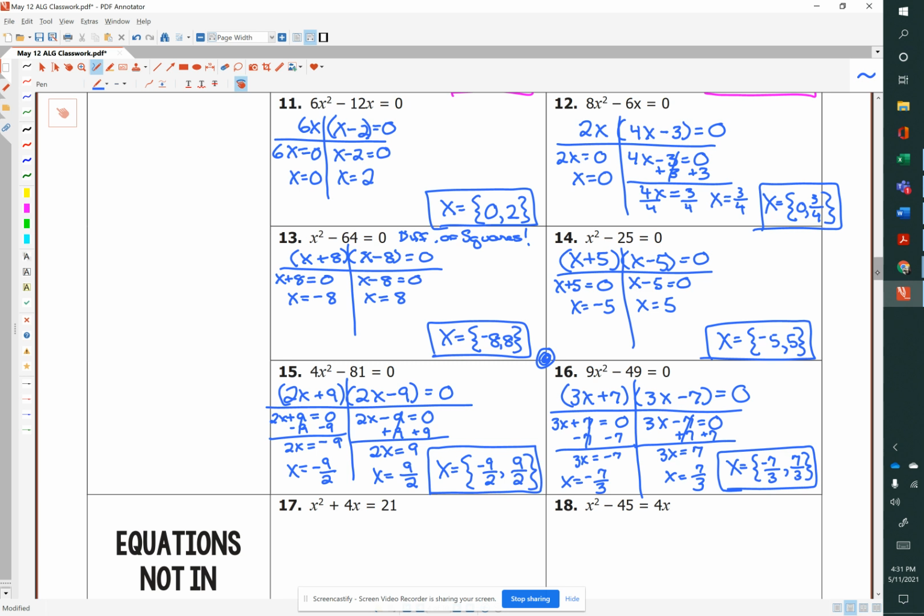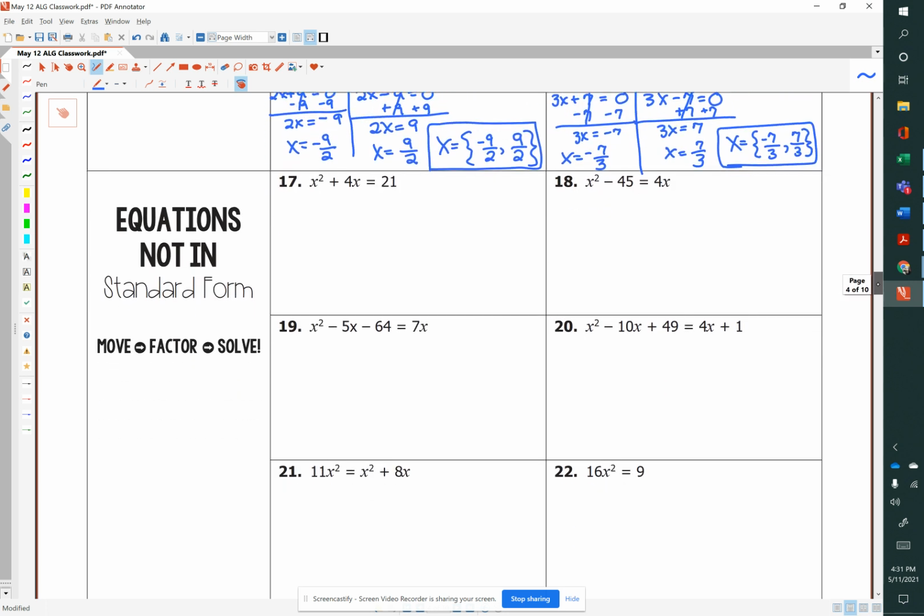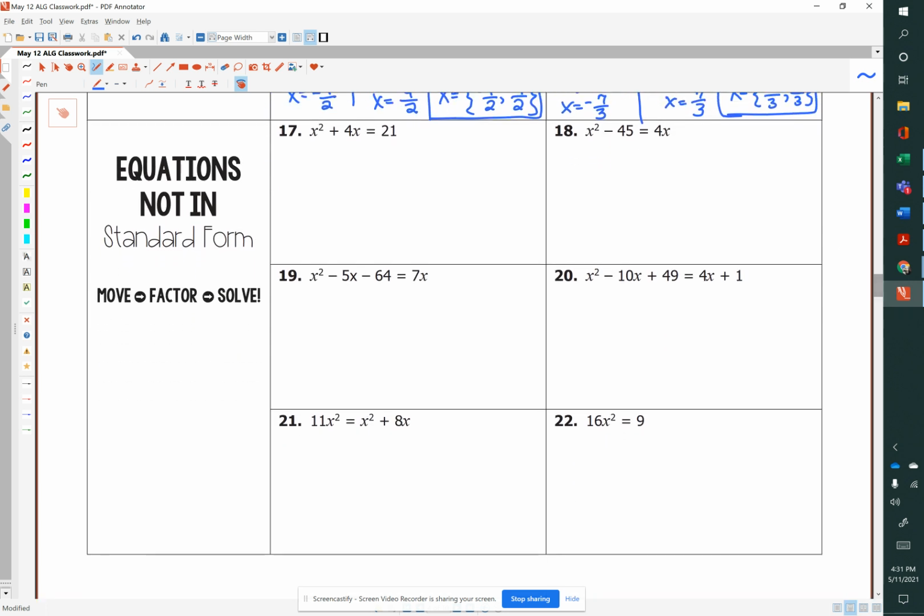Okay, so now those last 6 problems are not in standard form. So first we have to put them in standard form. All we need to do in number 17, x squared plus 4x equals 21, is subtract 21 from both sides and set the equation to 0, which will give us x squared plus 4x minus 21 equals 0.